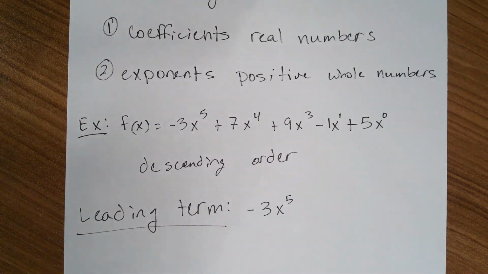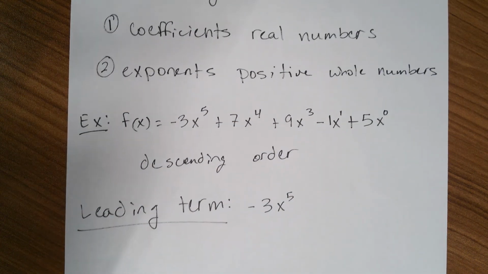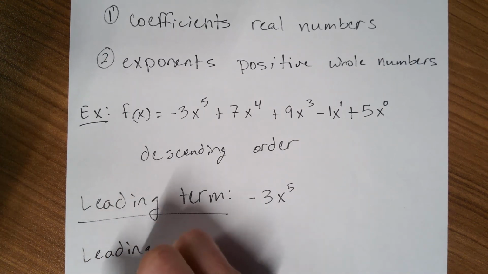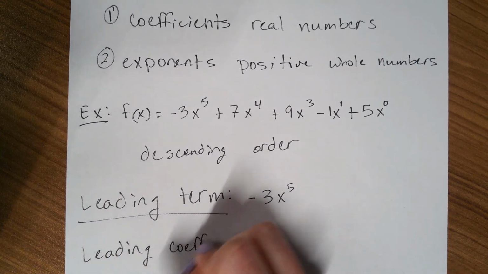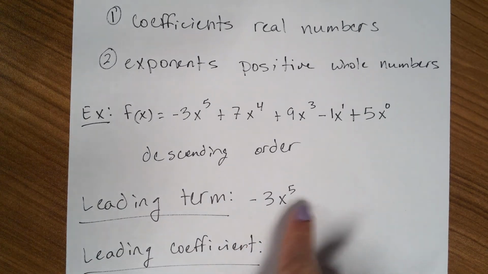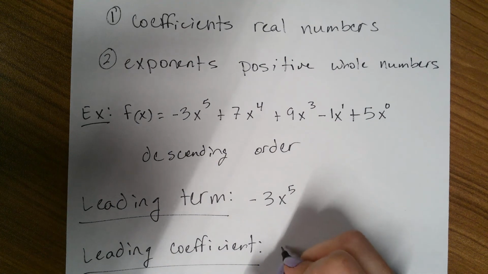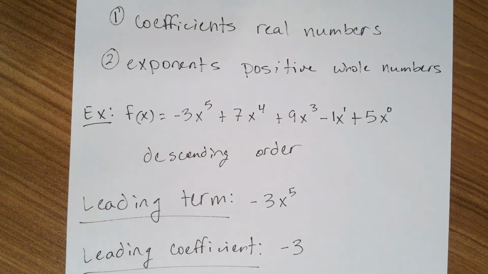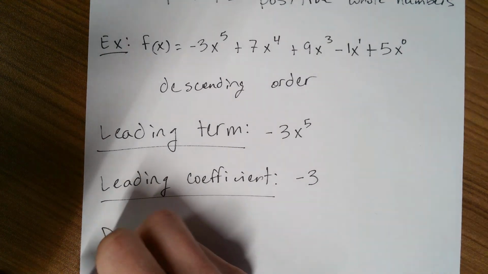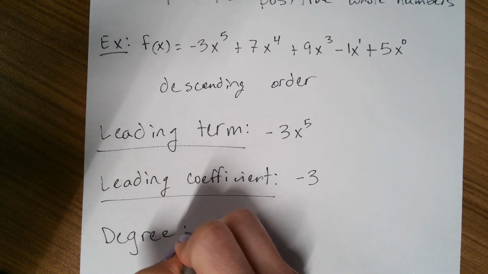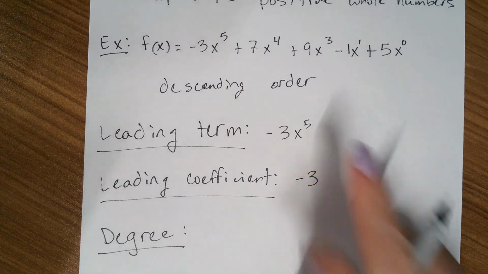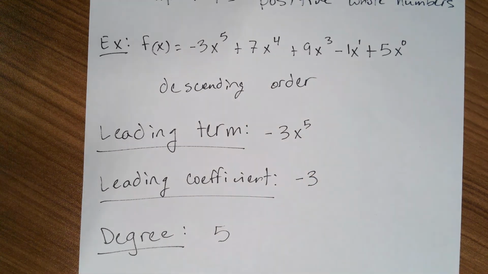Now our leading term has some very important information on it. The first thing, our leading coefficient, is the coefficient with the leading term. So in this case, our leading coefficient is negative 3. And also, the degree of the polynomial is the exponent on the leading term. So our degree here is 5.